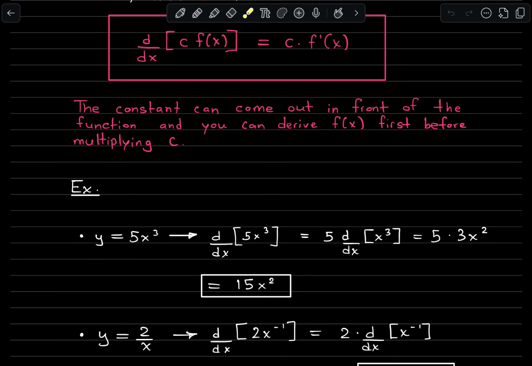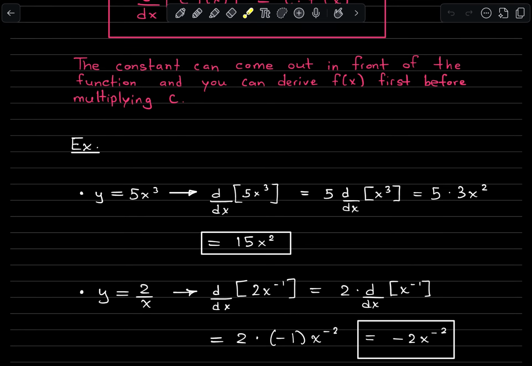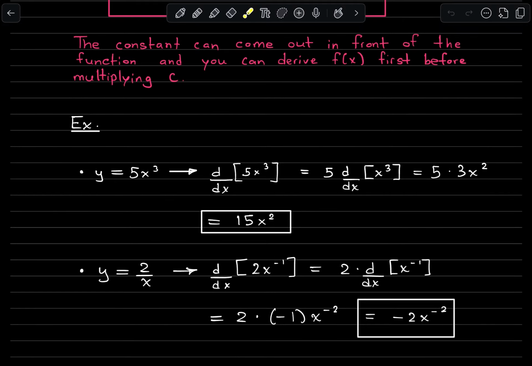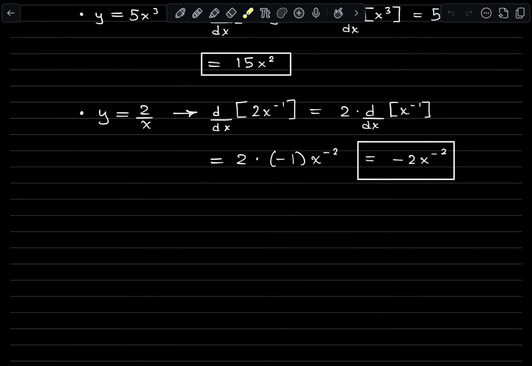Another example, y is equal to 2 divided by x. We can rewrite that as 2 times x to the negative 1 power. That 2 comes outside. We worry about taking the derivative with respect to x of x raised to the negative 1 power. From here, we use the power rule. The negative 1 comes down. From that negative 1, we subtract a 1 over here. We get x to the negative 2. So we will get negative 2 x to the negative 2. Alright, so that's the constant multiple rule.